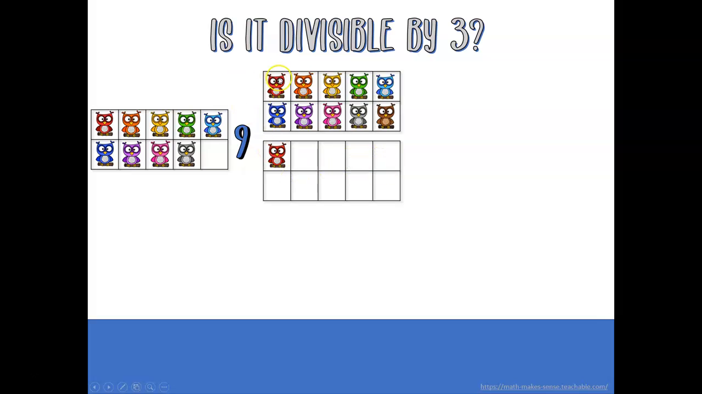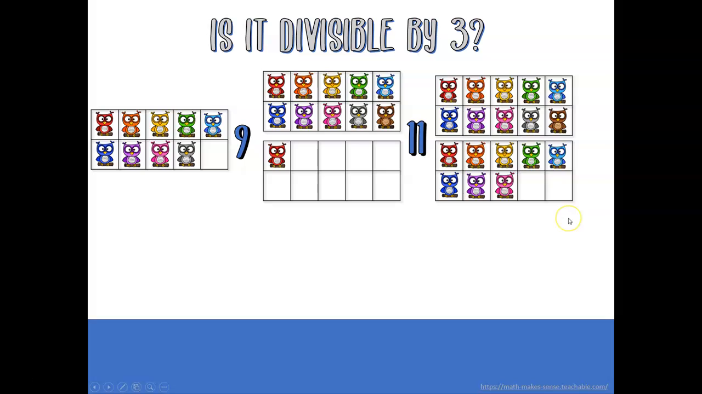Let's try 11. Okay, 1, 2, 3. 1, 2, 3. 1, 2, 3. And then 1, 2. It doesn't make a complete group. So 11 does not work. And then here we have 18. Now we already left off here, so I'll count that as our third one in that group, continuing from what we did with 11. So let's just continue here. 1, 2, 3, 1, 2, 3. So yes, 18 works. If you want to try that yourself, feel free to pause the video at any point and you can count them out.